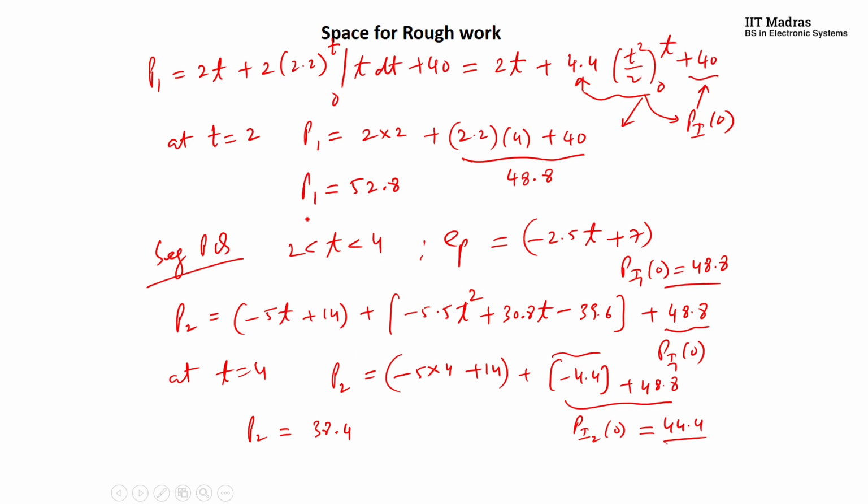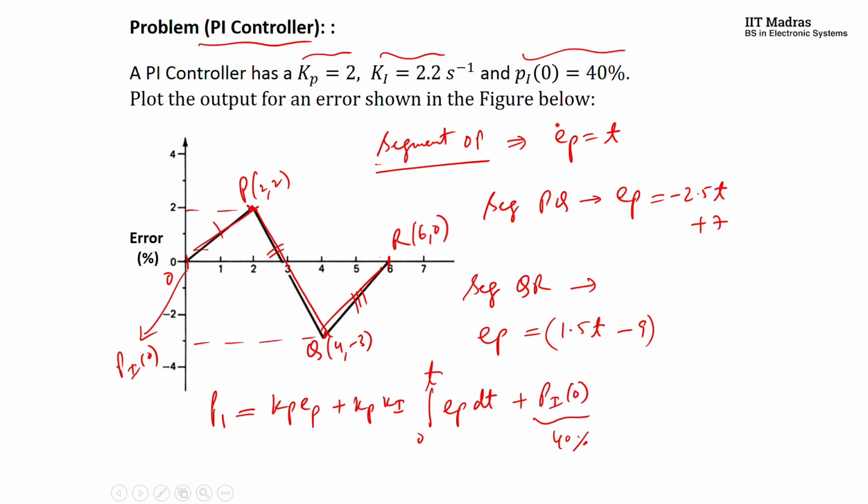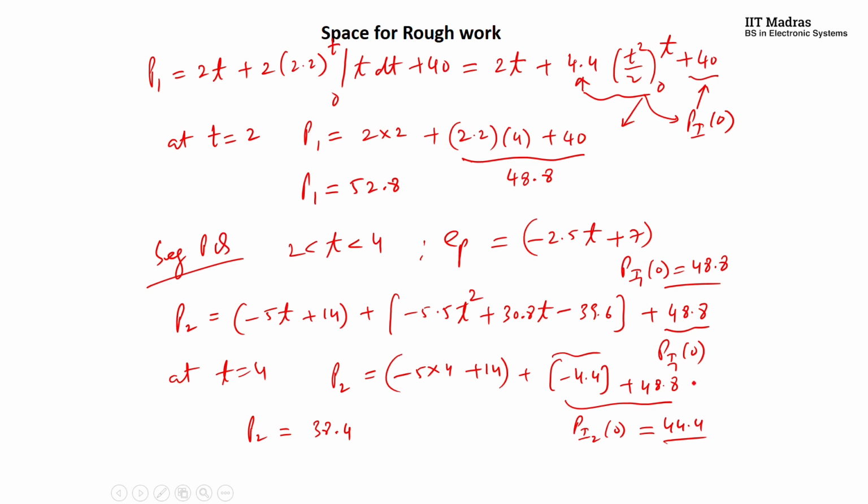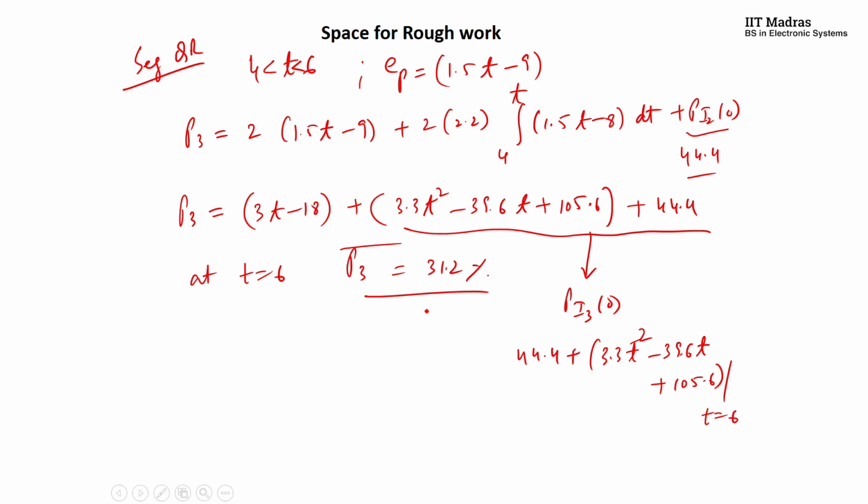So what we have done specifically in this case is that from one segment to the other, we have carried forward the integral action part. Initially the integral action was around 40%, then we added it to 48.8, and finally it has come to 44.4. In the last segment, there is some value which you need to evaluate; I have not done it here, but you can evaluate at T equal to 6. If you evaluate this term and add it to 44.4, that would be the final value of the integral contribution. So this is the way to solve a problem on PI control.